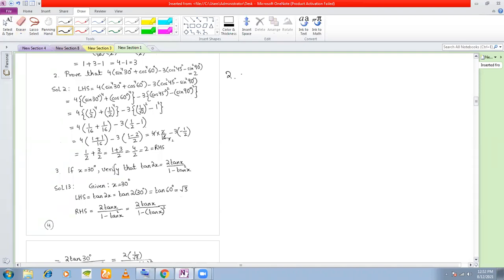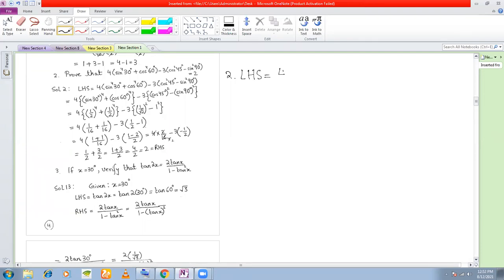Prove that 4 sine to the power of 4 30 plus cos to the power of 4 60 minus 3 cos square 45 minus sine square 90 degree is equal to 2. You need to show that all this on the left hand side is equal to 2. So we start from the left hand side.